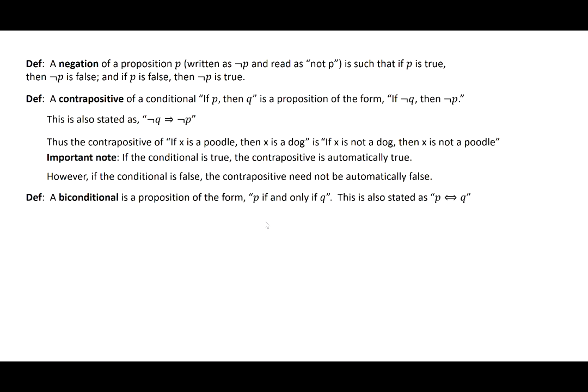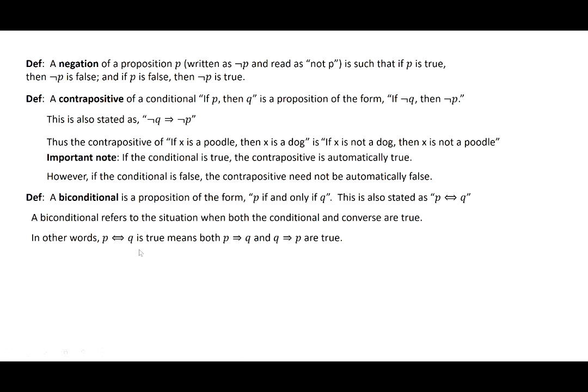It has a completely different meaning. When we say P if and only if Q, what we mean is, it refers to a situation where both the conditional and converse are true. What do I mean by that? That means if P then Q is true, and if Q then P is also true. Whenever something like that happens, we say P if and only if Q in a very succinct way. Please understand that one. And you should be able to go both ways.